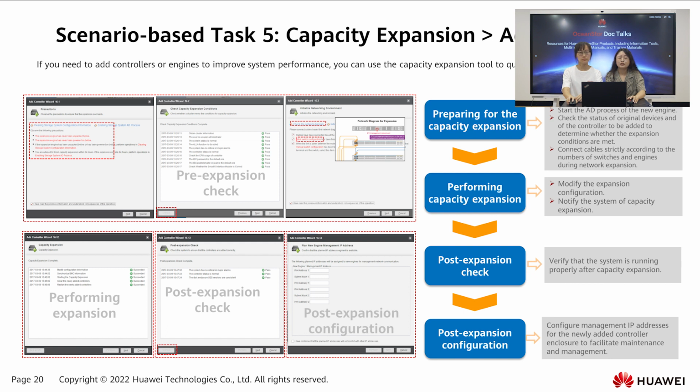Fourth, during capacity expansion, the networking and configuration must be correct. Otherwise, the capacity expansion will be affected. Common errors include reverse connection of the original and the new engines, reverse connection of switches, and incorrect switch configuration. Finally, configure a management IP address for the new engine to facilitate subsequent management and maintenance.